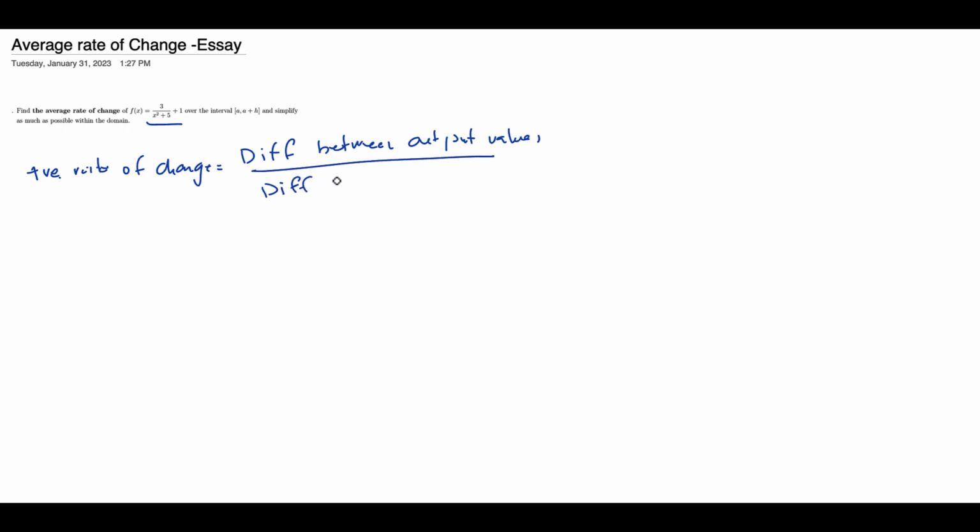This is another average rate of change. This time we have a rational function. So what we know is that the average rate of change is the difference between output values over the difference between input values over the interval that is given.